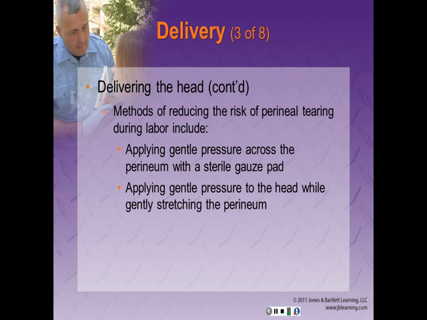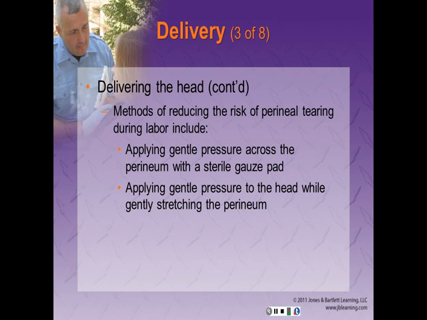Some methods of reducing the risk of perineal tearing during labor include applying gentle pressure across the perineum with a sterile gauze pad and applying gentle pressure to the head while gently stretching the perineum. Be prepared for the possibility of the mother having a bowel movement because of the increased pressure on the rectum, and be careful that you do not poke your fingers into the infant's eyes or into the fontanelles.